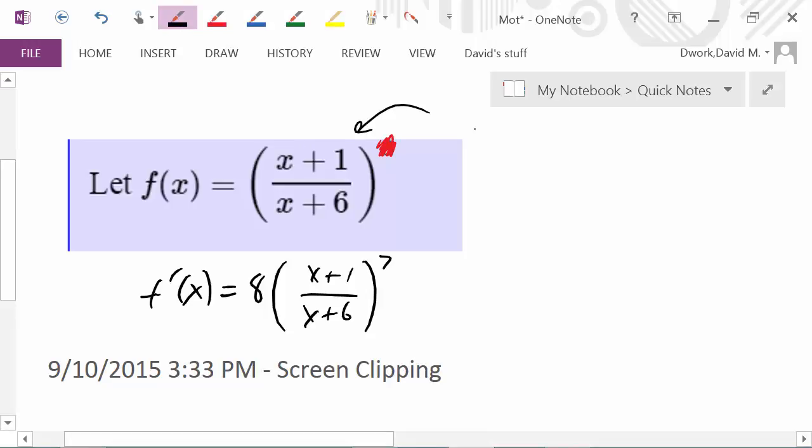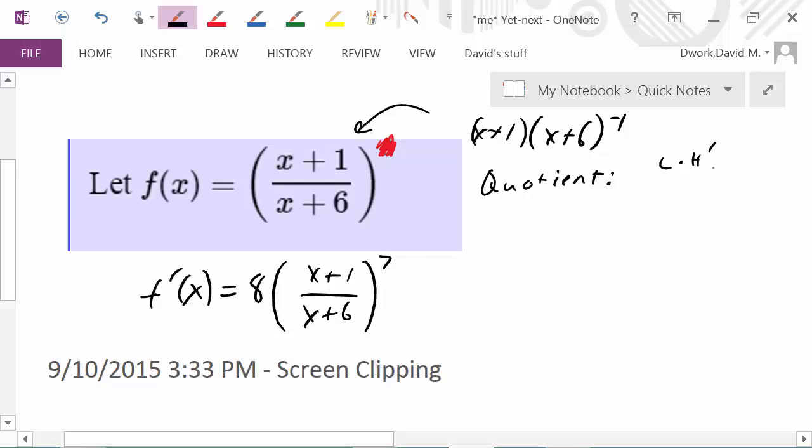And in here, again, you could rewrite this as x plus 6 to the -1 and do product rule. Or we could use the quotient rule. And the quotient rule is usually preferred. And we just have to remember, it's the low times the derivative of the high minus the high times the derivative of the low, all over the square of what's below.